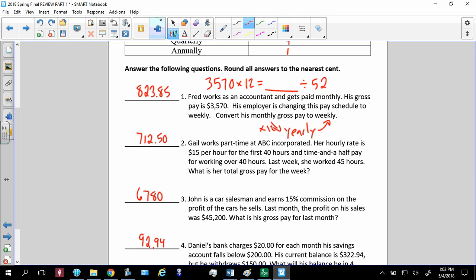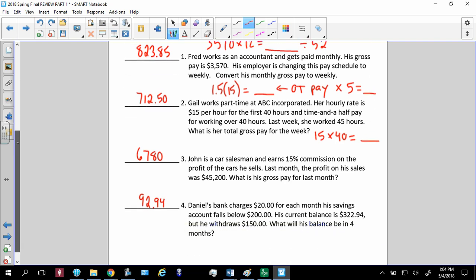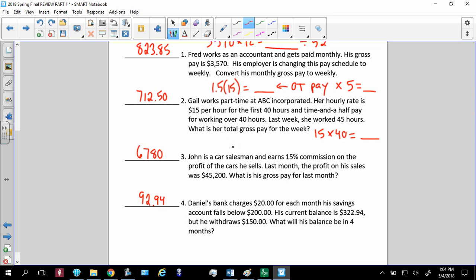Question number two, Gail is part-time. So she worked 45 hours. That's overtime. So we need to figure out what her overtime pay is. We're going to take 1.5 and multiply it by 15, and we're going to get a number. This represents OT pay. Now she did OT for 5 hours, so I'm going to multiply that by 5 and get a number. Then I'm going to take the 15 regular pay and multiply it by the 40 regular hours, and I get a number there. So add these two numbers, you get $712.50.